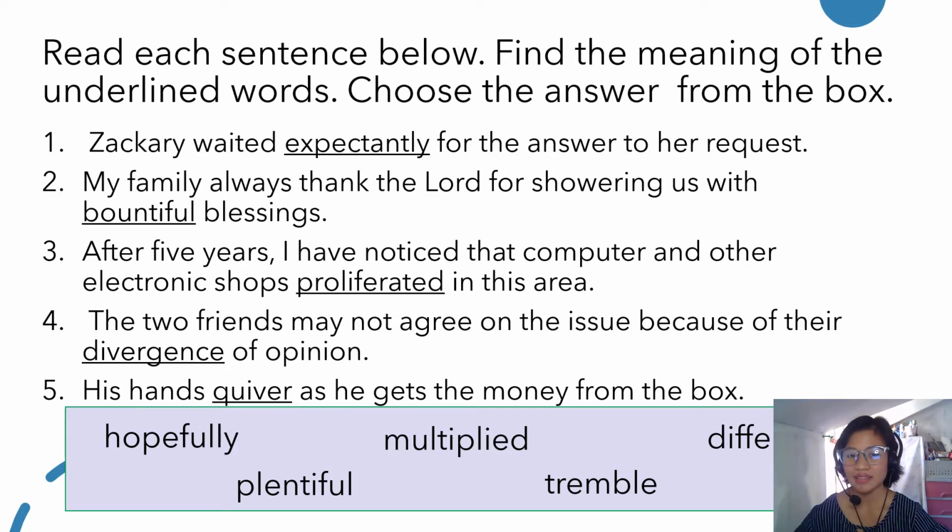Read each sentence below. You have to find the meaning of the underlined words and choose the answer from the box. So these words: hopefully, plentiful, multiplied, tremble, and different. So those 5 words are inside the box. And you have to find its synonyms, okay, in the underlined words. Okay po, so you can pause this video now.